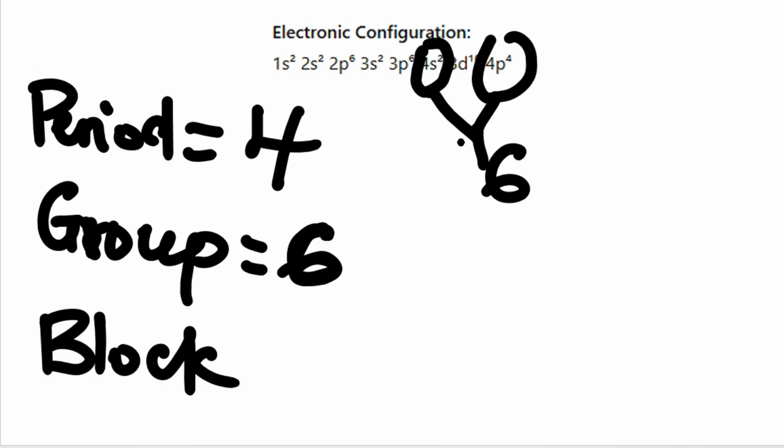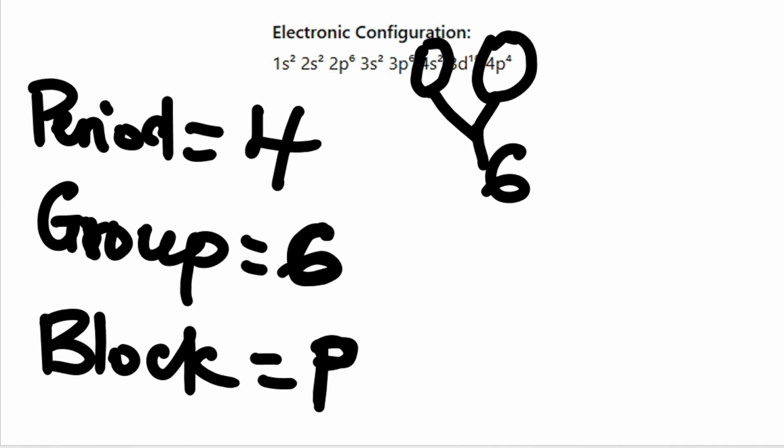So on that fourth shell, where do you think the last electron will be filled? 4s2 has come, then 4p4 has come. It means that the last electron has actually entered into a p block. So the block is a p block, right?